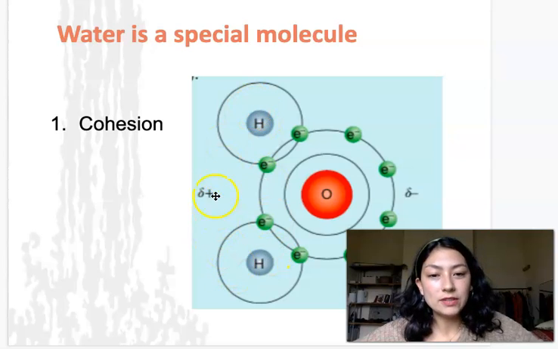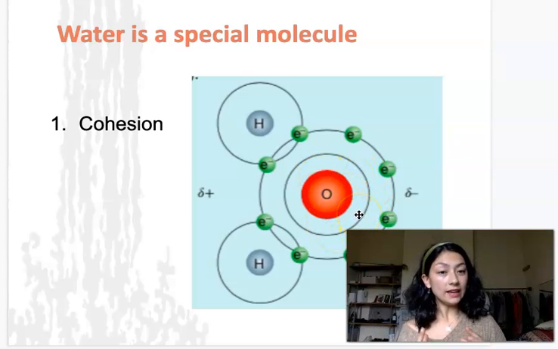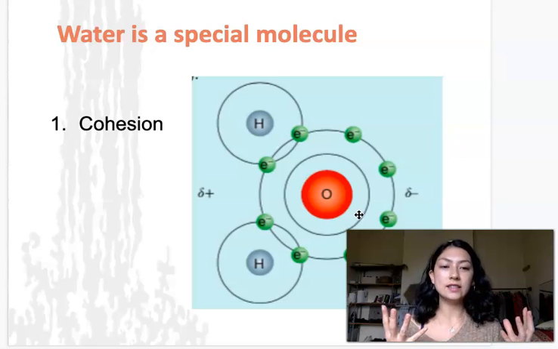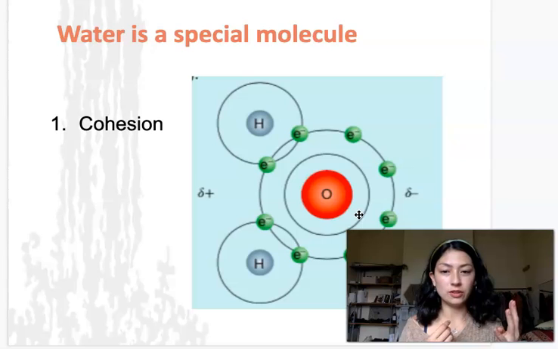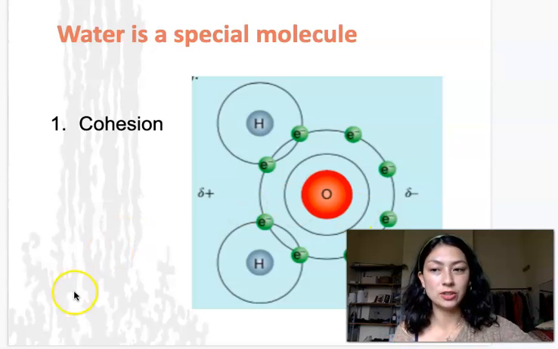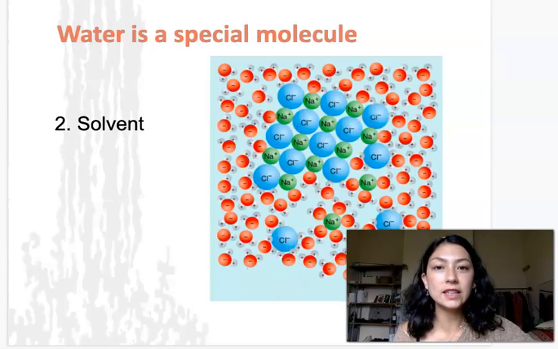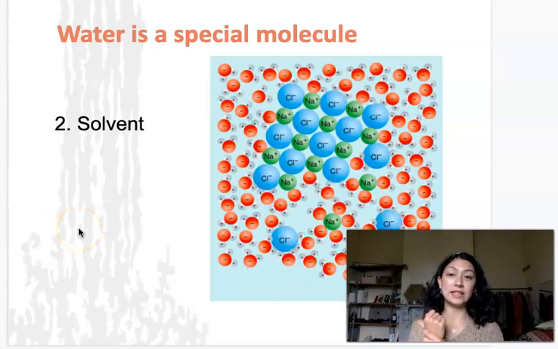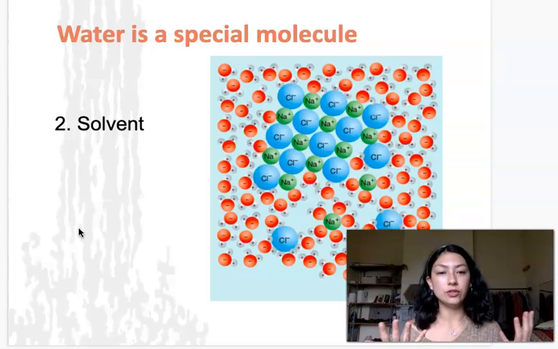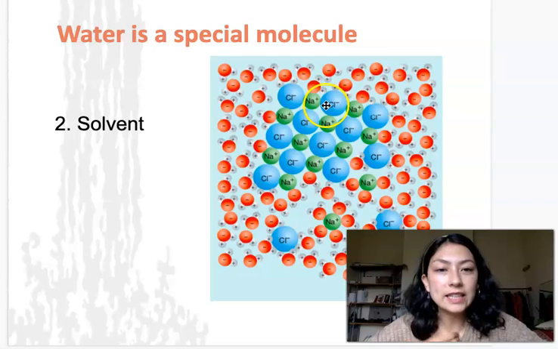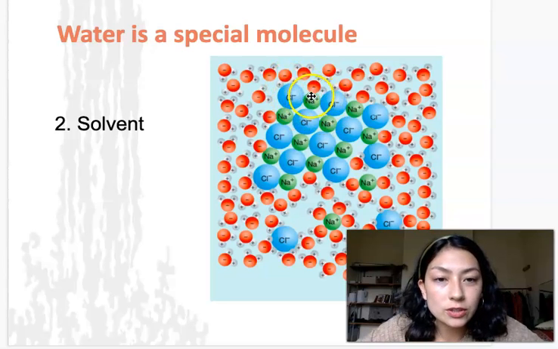The slightly positive ends of hydrogen and the slightly negative end of oxygen means that one single molecule of water can then stick to others. One molecule of water can stick to 4 other molecules of water via cohesion, which we learned about via capillary action last chapter. A second amazing feature about water is that it's an incredible solvent. It's really known as the universal solvent. What we're looking at here is a molecule of sodium chloride.